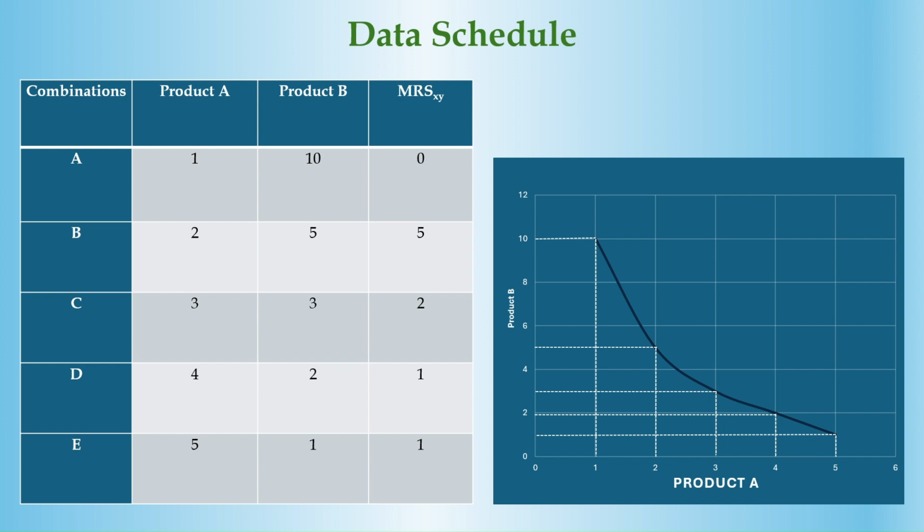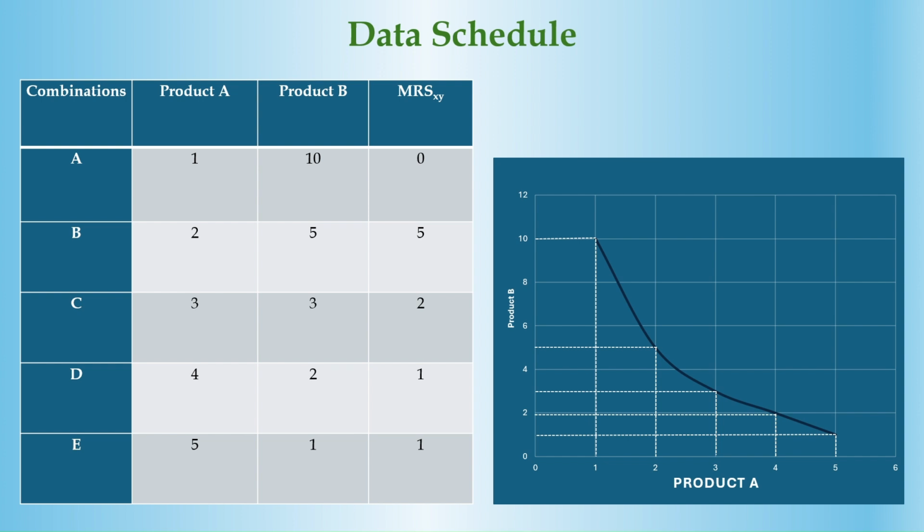In combination B, a consumer is consuming product A a little more, 1 unit more, a total of 2 units, but the consumption of product B is lessened now. It has become 5. If we analyze the data, we'll see the MRS is 5 on combination B. Why does it become 5? When a consumer is getting 1 more unit of product A, he is giving up 5 units of product B. So the MRS is 5.